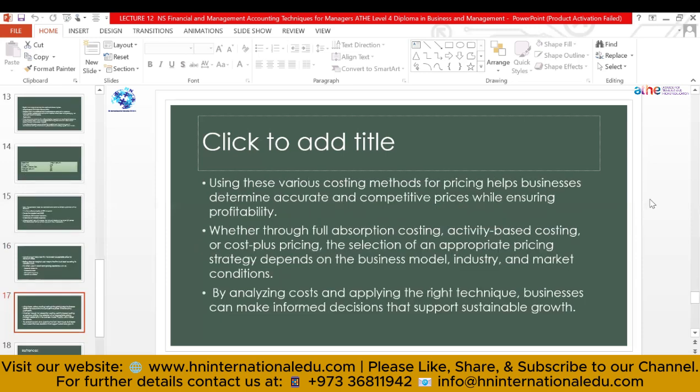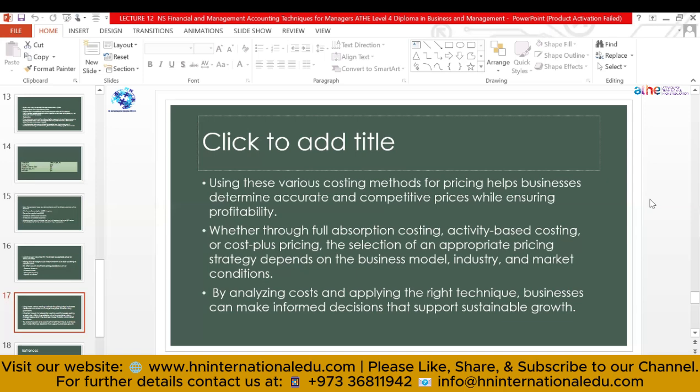Using these various costing methods for pricing helps businesses determine accurate and competitive prices while ensuring profitability. So the main aim remains the same: we do require profit at every stage, but you need to follow the proper approach for it. Whether through full absorption costing, activity-based costing, or cost-plus pricing, the selection of an appropriate pricing strategy depends on the business model, industry, and market conditions. Very true, because we have so many variants in businesses, whether it's a sole trader, partnership, or private or public limited company. You cannot apply all types of strategies in every structure. You need to see which suits you the best and then you make it public.